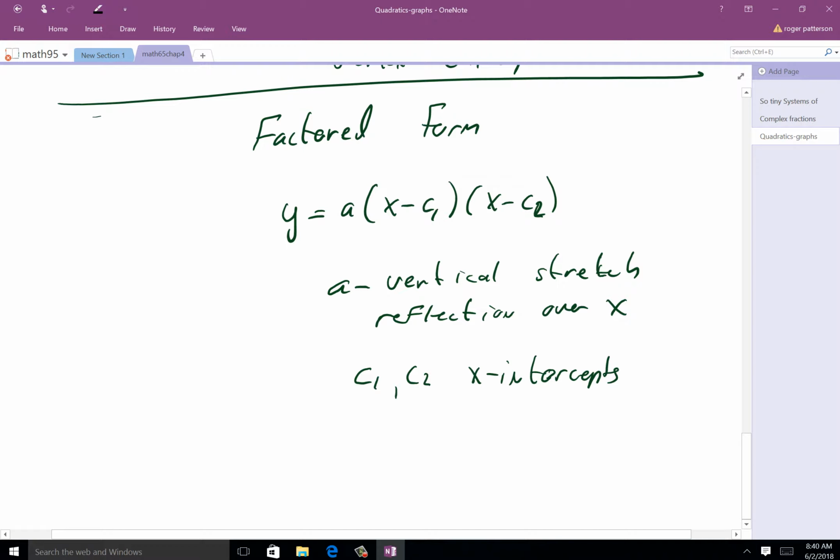Can you find the vertex by looking at factored form? Does it tell you what the vertex is? No, it doesn't. You can kind of find it, but it doesn't give it as readily as the other one does. So those are the 3 forms. Questions on those 3 forms?